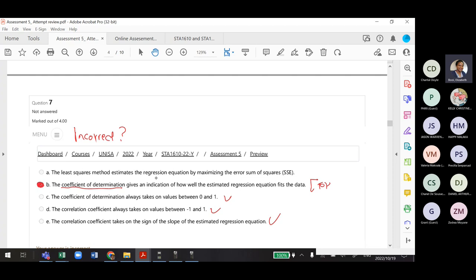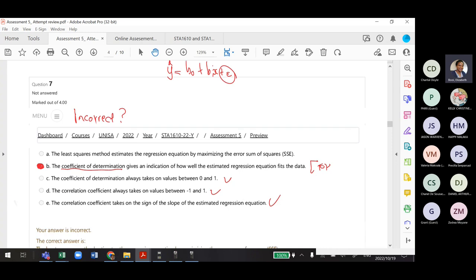The least square method estimates the equation by minimizing the sum of squared errors, because if you can remember, your y hat is equal to b0 plus b1 x plus errors, but we normally try to minimize those errors, hence it's not always included in your equation. So number A would have been correct.